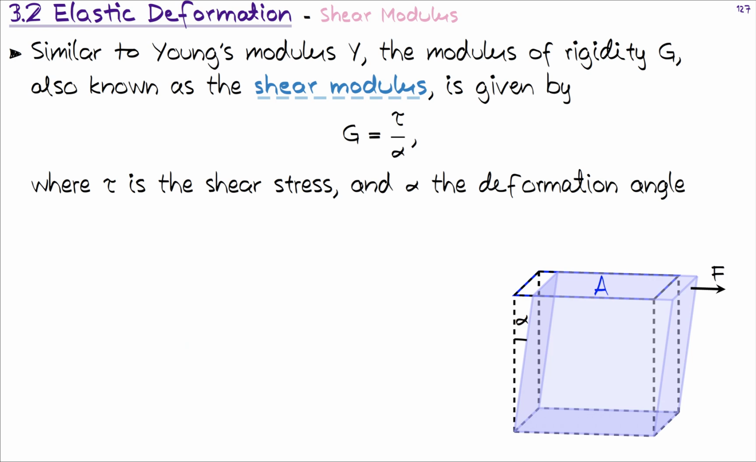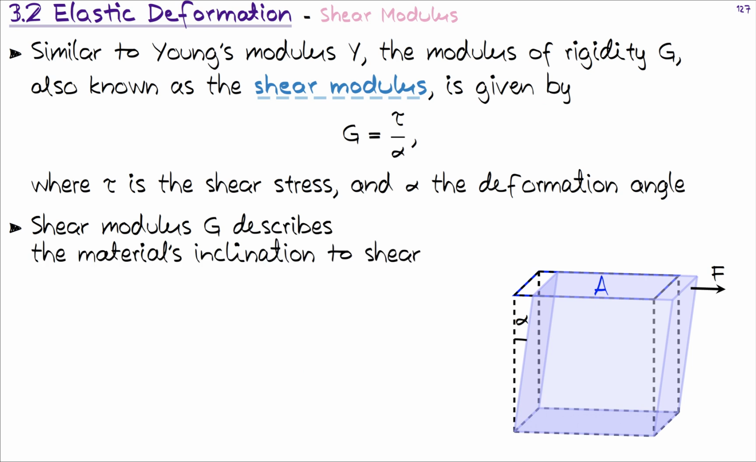So this is what happens graphically. We are applying a force, and now it's parallel to the area A, and then the solid is being deformed, and the deformation angle is denoted in the picture with the alpha symbol. And shear modulus G essentially describes the material's inclination to shear, how easily it will be shearing.